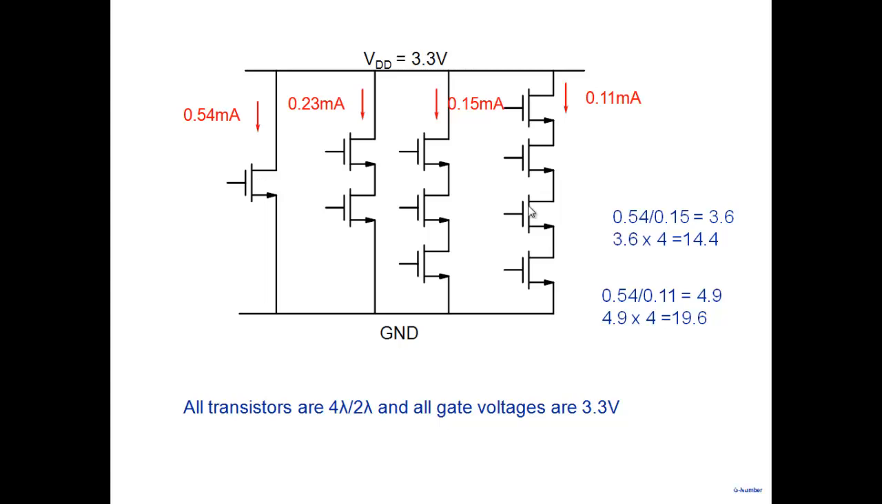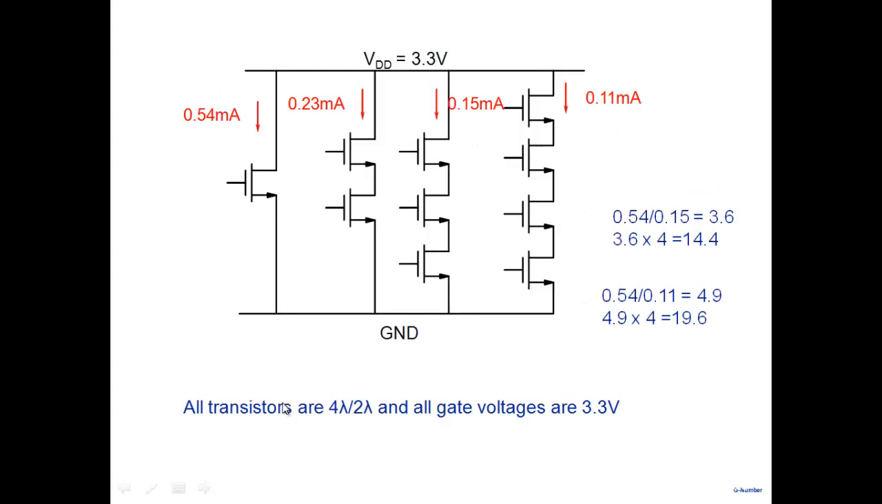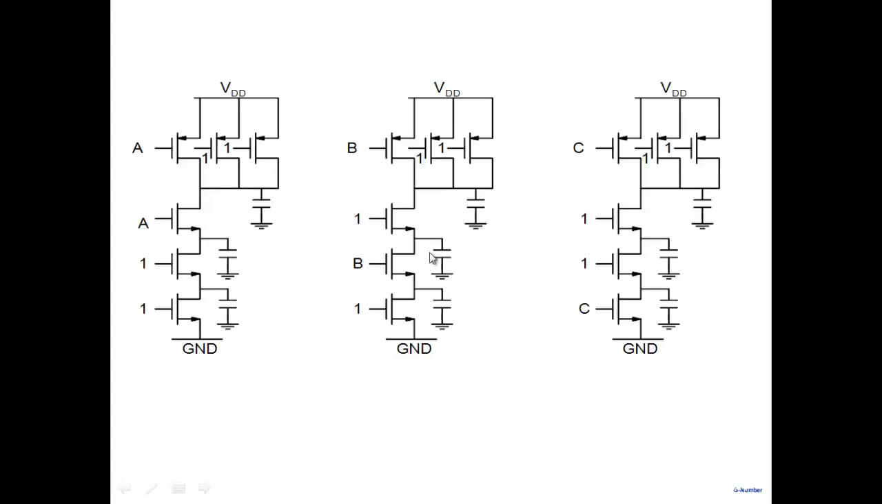So we have a choice here. We can make each one of them 15 lambda or 14 lambda and do the design. But I've not gone through all of them. Now you need to see the other things also. So this is as far as the currents are concerned.